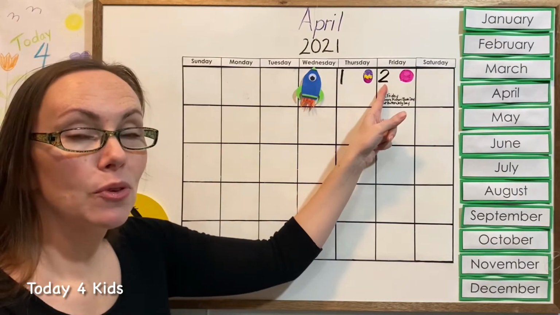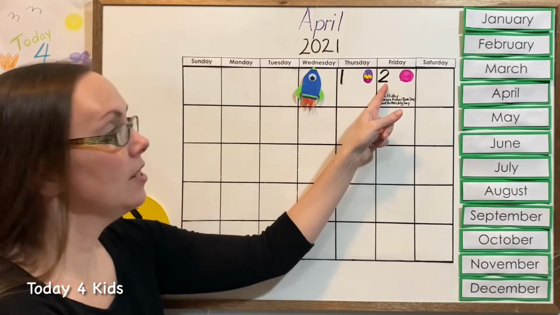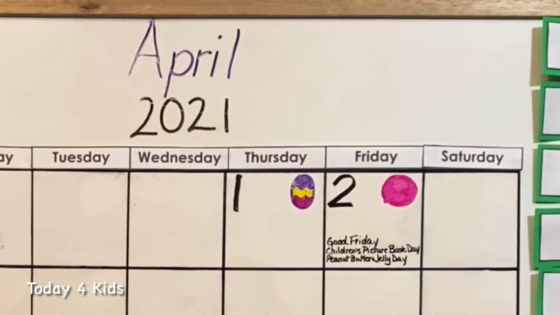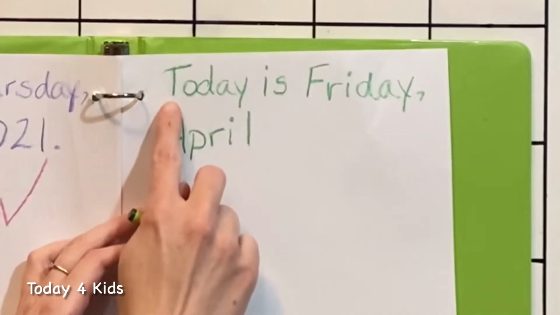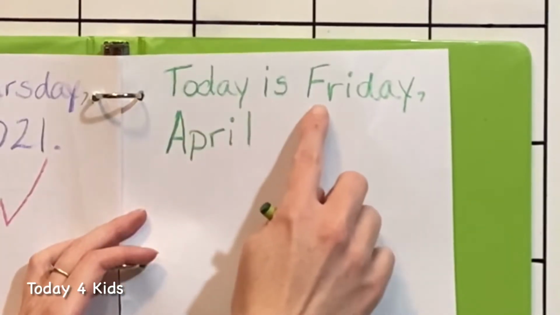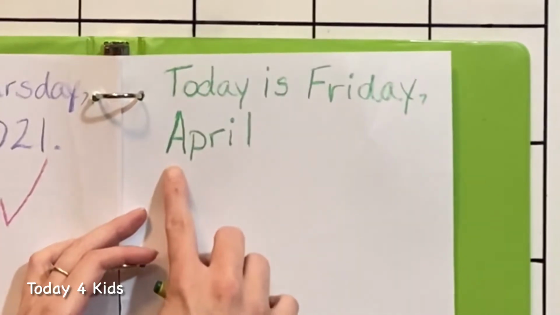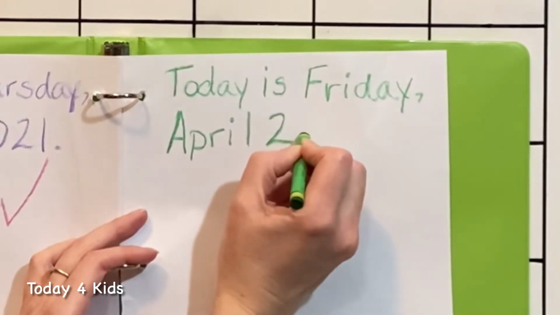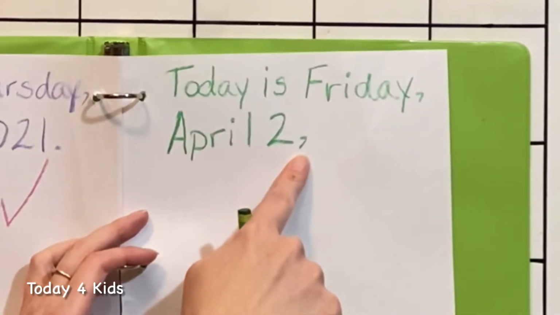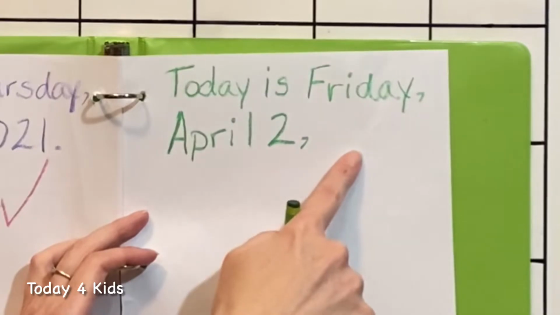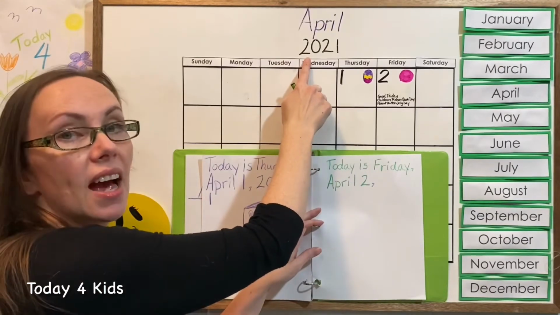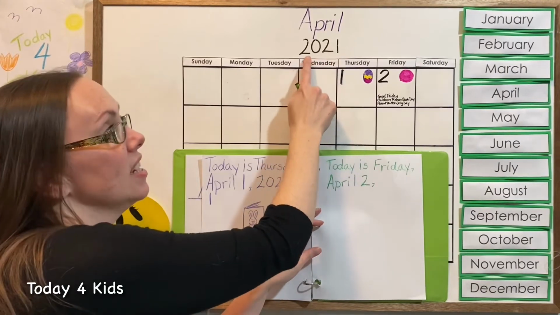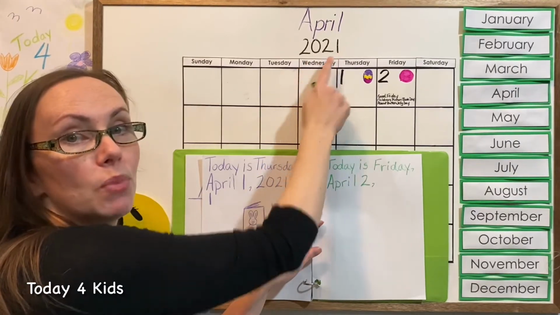Let's count backwards before we put it into our agenda. Are you ready? Two, one, blast off! Can you say what we have so far with me? Today is Friday, comma, April 2nd. So we'll put in a two and then another comma. And that comma reminds us to pause before we say the year. And the year is at the top of our calendar, and we say 2021, or you can say it 2021. Both ways is fine.